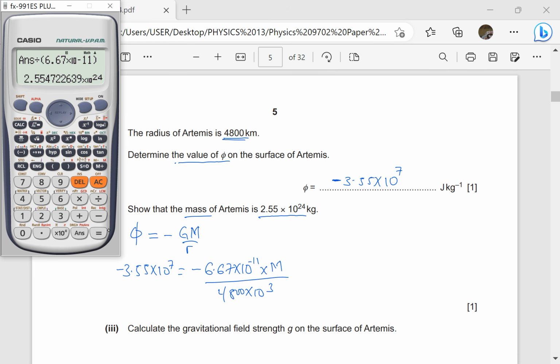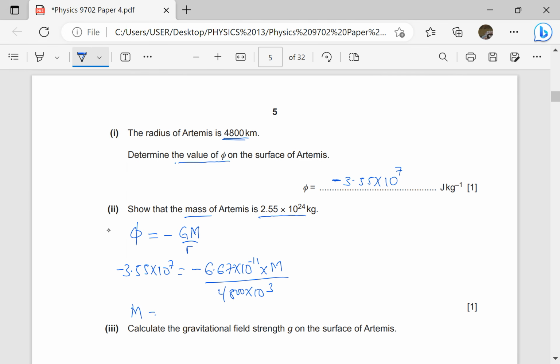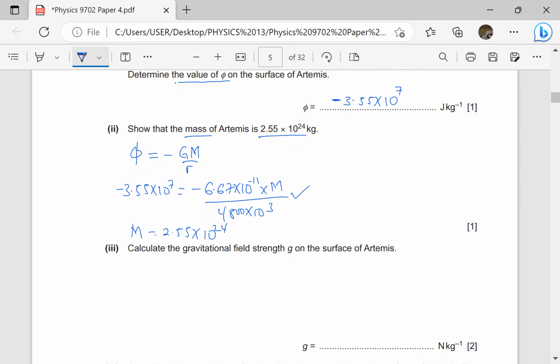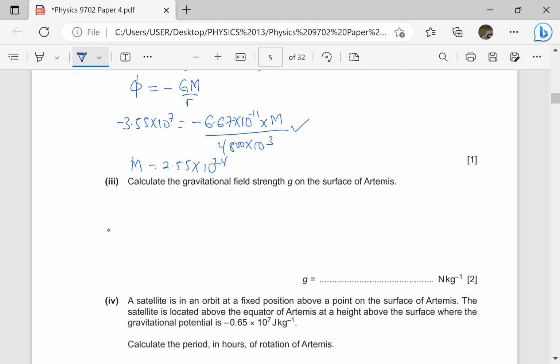So this means our answer, when I make M the subject, is M equals 2.55 times 10 power 24 as required. That is the value of M when I make M the subject. Calculate the gravitational field strength G on the surface of Artemis.